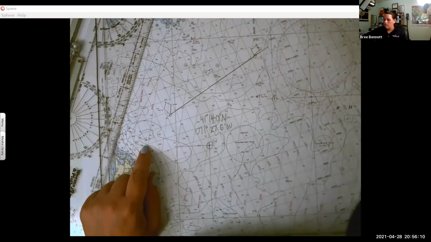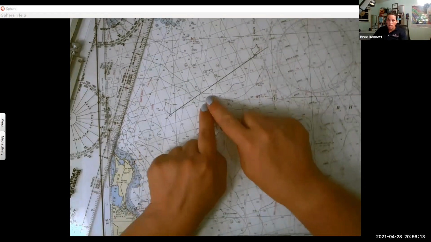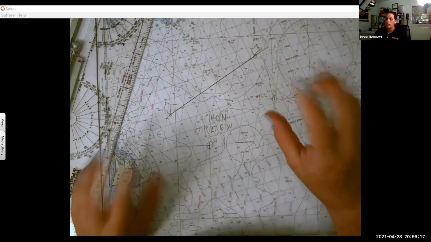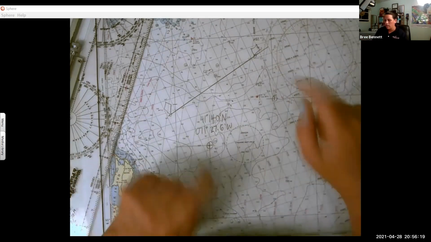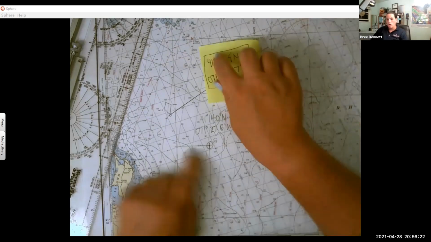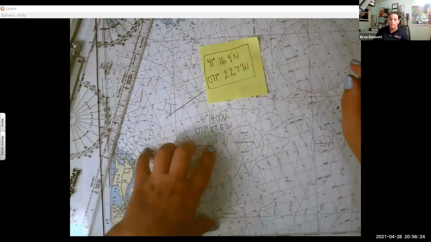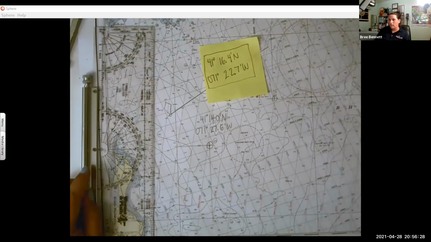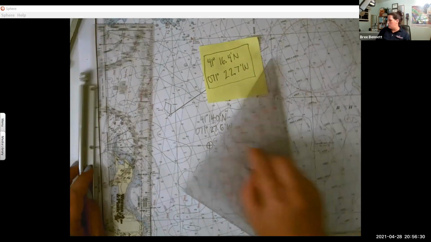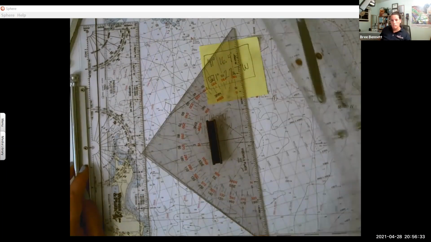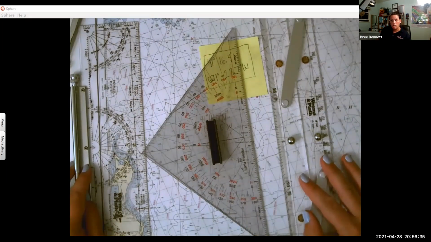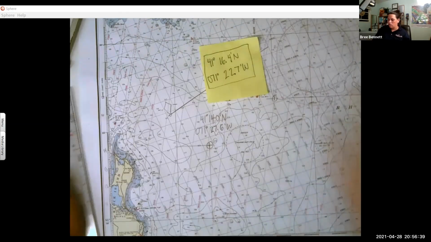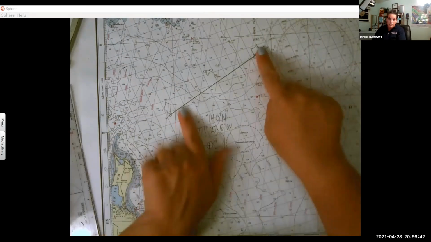Okay. Then let's go to the course line. Let's stop. Any questions with plotting or with plotting a position, whether you are given a position or you have a position that you're trying to find on the chart? Does anyone want another example of using the different tools? Okay. Let's dive into the course line.